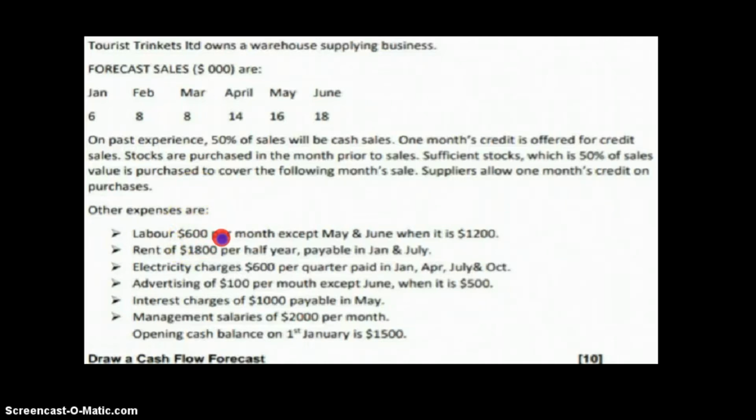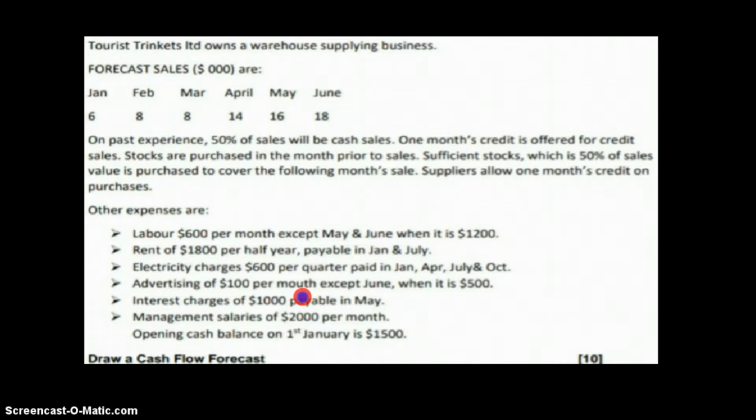Other expenses are labor costs that are $6,000 per month, except May and June when it is $12,000. Rent of $1,800 per half year, which is payable in January and July. Since we only look at June, we ignore July and just include $1,800 in January. Electricity charges $600 per quarter, paid in January, April, July, and August. We'll only include January and April. Advertisement of $100 per month, except June when it is $500.